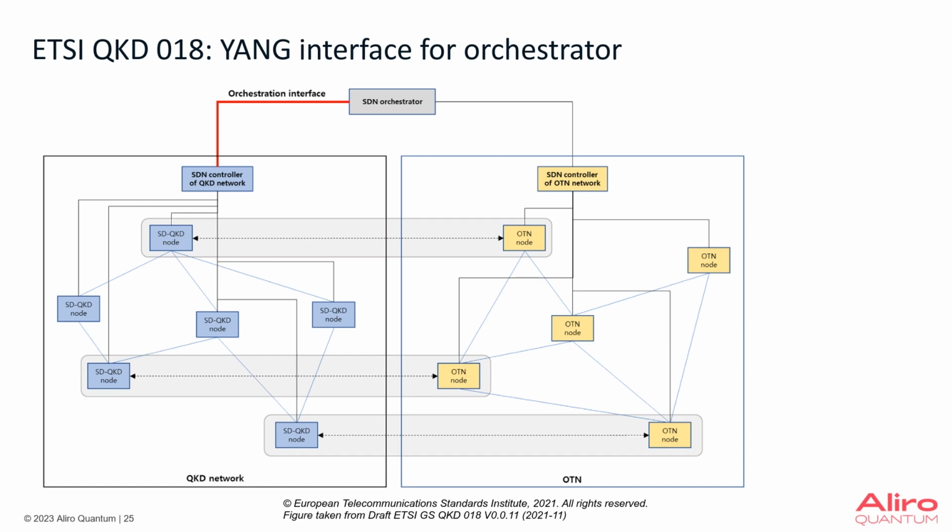ETSI specification 18 defines the interface between the orchestrator and the quantum networking controller, which is the red line in this diagram. Once again, the ETSI specification is not some abstract reference model. It's an actual protocol that can be implemented by real products, and it's specified using a Yang data model.